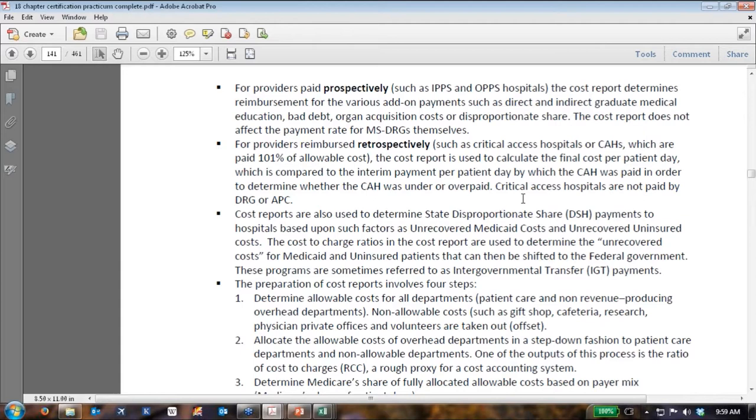Although a cost report does contain a balance sheet, a statement of changes in financial position, and an income statement, and has very much the look and feel of a financial statement, it is essentially a cost accounting tool. Now, where this really matters is for critical access hospitals, which are paid on a cost basis. For them, the cost report, which is the same cost report in terms of schedules and forms that an acute care hospital files, is extremely important for setting the reimbursement.